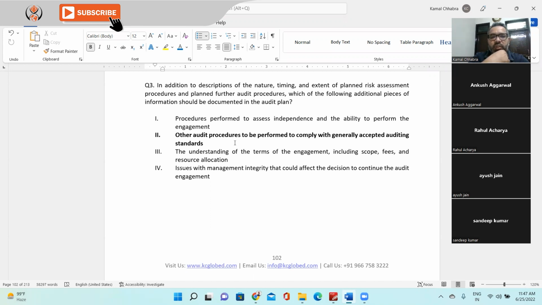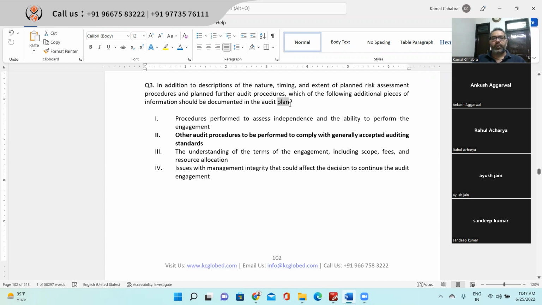First one is procedures performed to assess independence and the ability to perform the engagement. Second is other audit procedures to be performed to comply with the generally accepted auditing standards. Third is understanding the terms of engagement, including scope, fee, and resource allocation. Fourth is issues with management integrity that could affect the decision. So, call of the question: in addition to the description of nature, timing, and extent of planned risk assessment and planned further audit procedures, which of the following additional pieces of information should be part of the audit plan? What things will you be additionally adding?